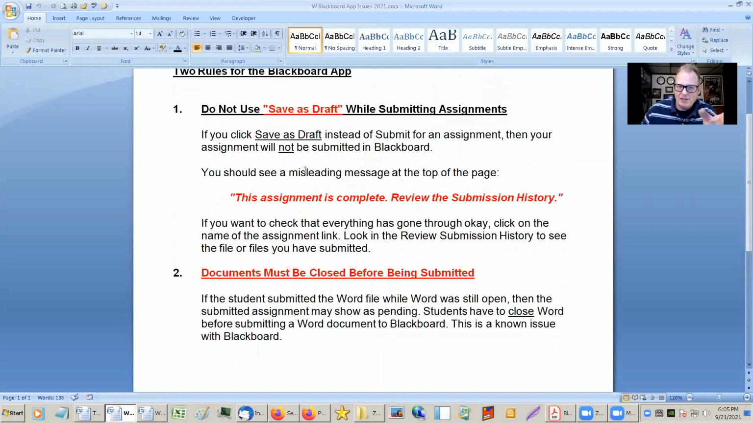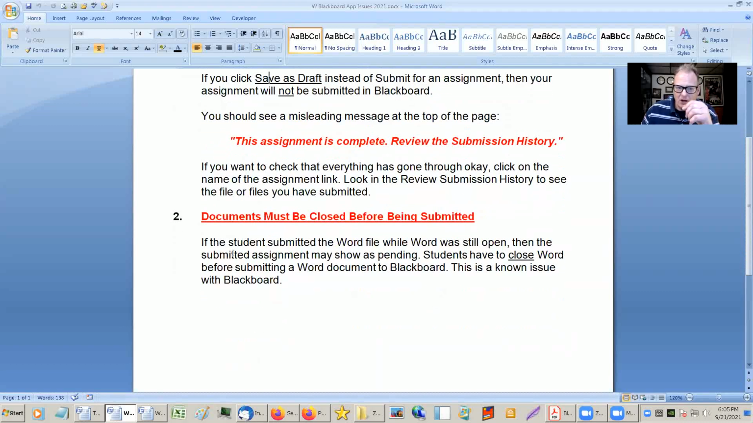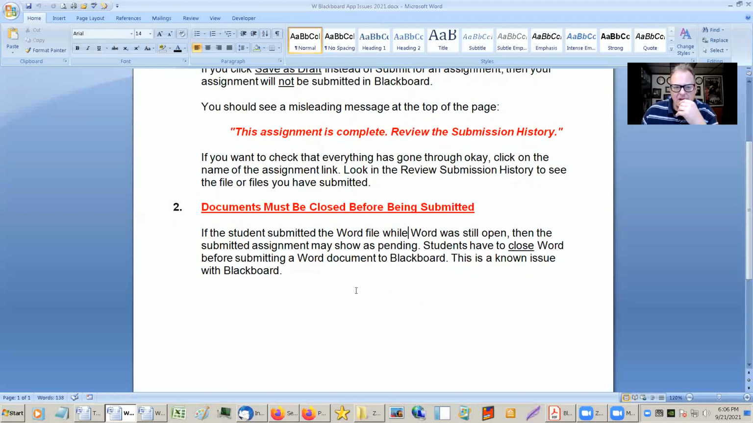So you definitely don't need it in this class. Any other classes, if you have a timed test, you may use that. But anyway, don't use the save as draft. And also make sure that you close your documents before submitting them, because if you don't, there's a really good chance that it's not going to be able to be read in Blackboard.